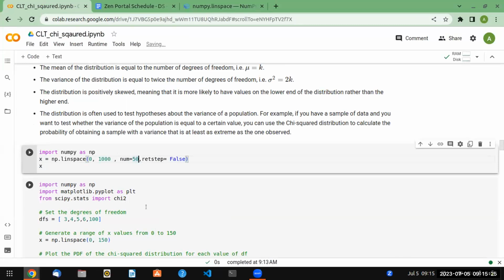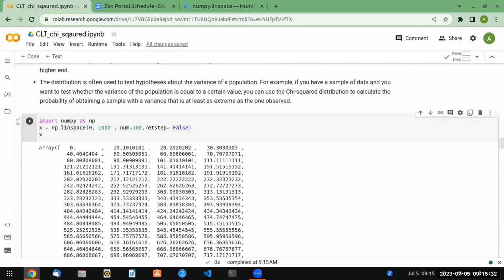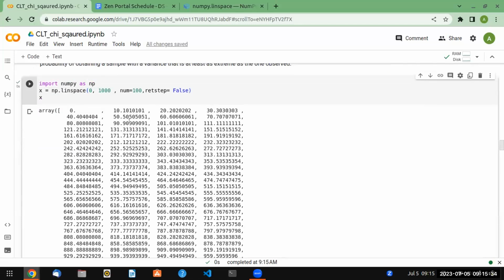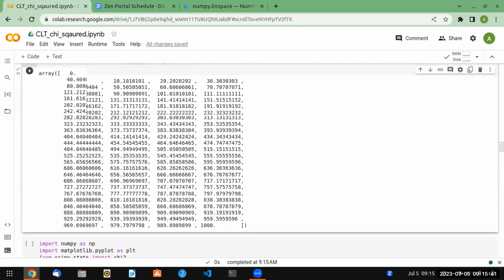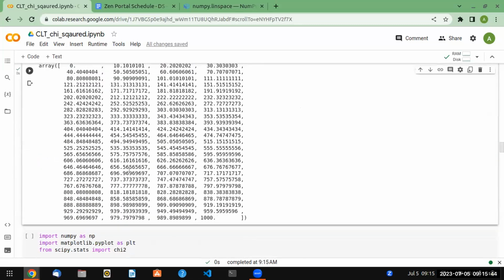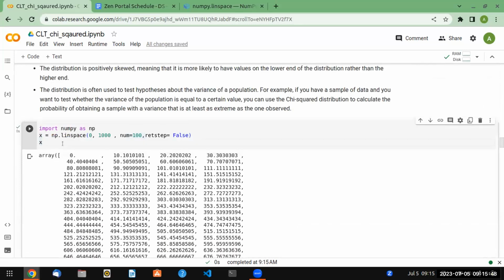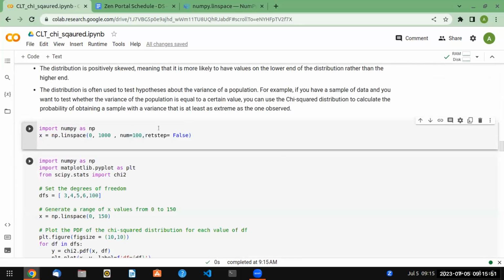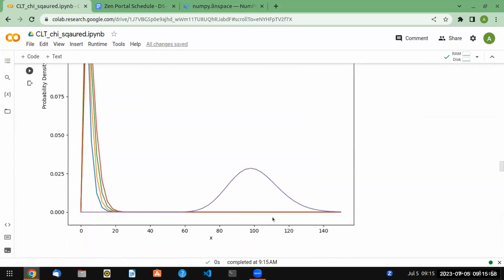Suppose I need 100 numbers. What will happen to x? So 0 plus 1000 by 100, the space will be 10, but here you mention how many numbers you want, 100. So x will have a hundred numbers, evenly spaced. This function works like this. My motive is to generate this curve where in the x-axis I'll keep all these x numbers.